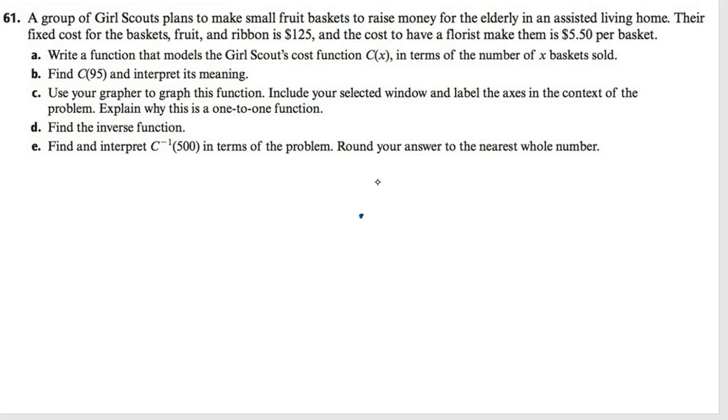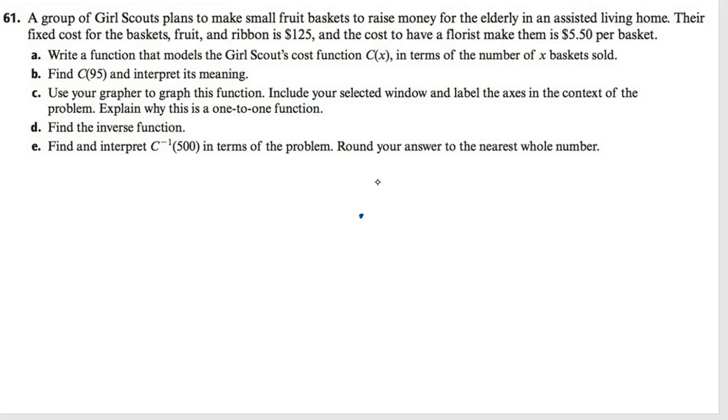This is a word problem, so I'm going to ask you to stop the video, pause it, and actually read the word problem. Okay, so you read it and hopefully you're understanding the problem. You can see that what's happening is these Girl Scouts are having to pay $125 for just miscellaneous expenses, and then they're getting charged an additional per basket fee.